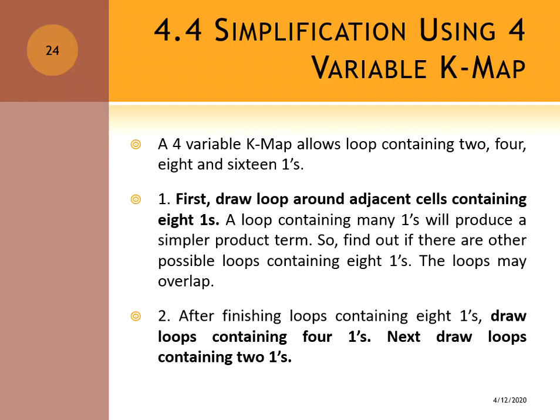Next we move to simplification using a 4 variable K-map. The concept is still the same as in 2 variable and 3 variable K-map. However, a 4 variable K-map allows loops containing 2, 4, 8 and 16. In 3 variables, you can have as many as 8, or 4, or 2. For a 4 variable K-map, you can have up to 16: 2, 4, 8 and 16, but not 6. For a 3 variable K-map, you can have 2, 4 or 8.